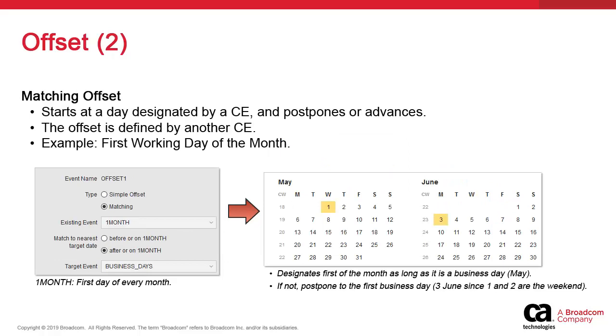The matching offset allows you to offset from the baseline events using another event instead of set days. The baseline event sets the designated day, and the matching offset event stipulates where the offset should go to. In our example, our existing event is the first of the month. Designated days will be the first of each month. However, we have a secondary requirement. Designated days can only be business days, no weekends and no holidays. We simply reference the business days event as the target.